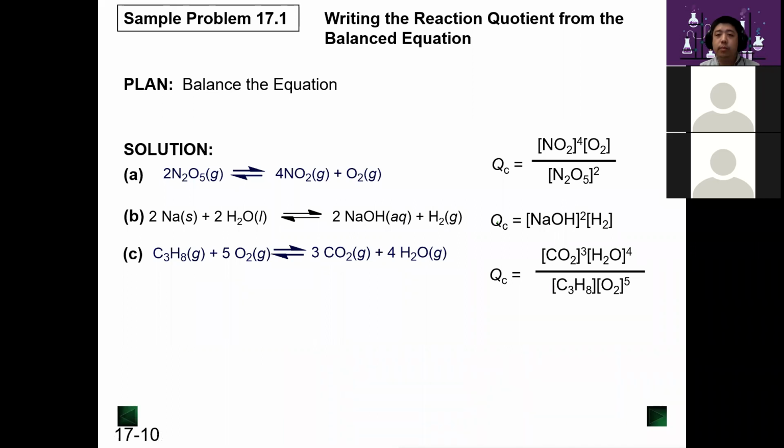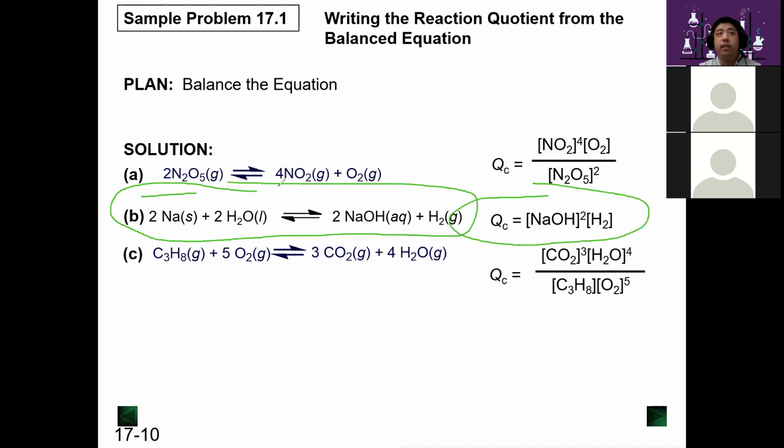Professor, question. Sure. So we did not take account solids and liquids while we were writing the reaction quotient? That is a very good observation. So if you look right here, if you notice here, we didn't include any of this. So we're going to talk about that in a little bit, but solids and liquids are not included in our equilibrium expression. Only gases and aqueous solutions. Okay, that's a very good observation that you made.